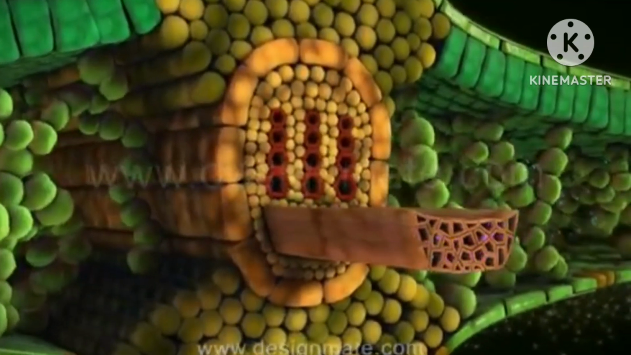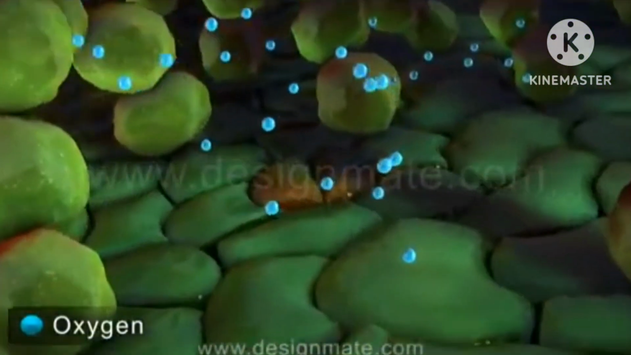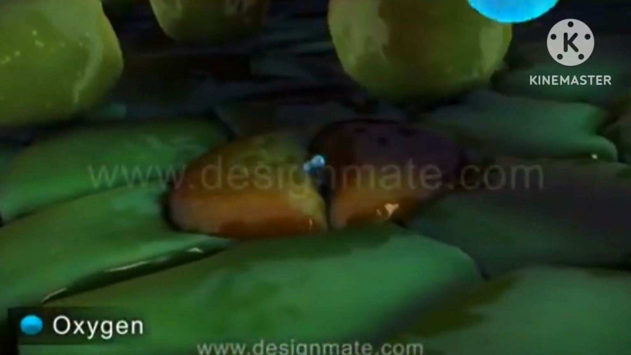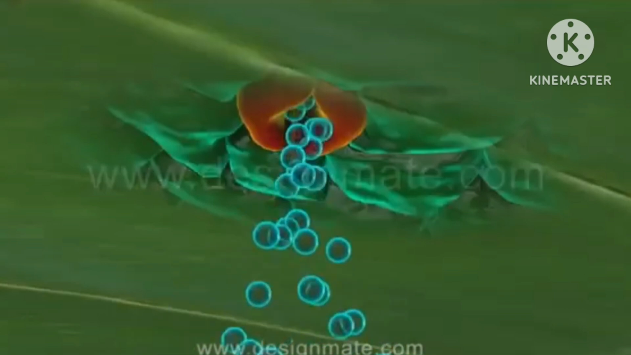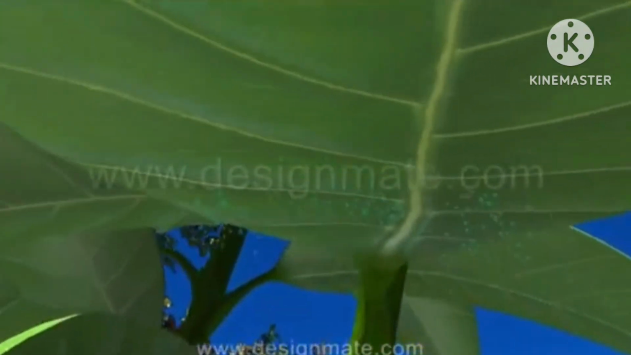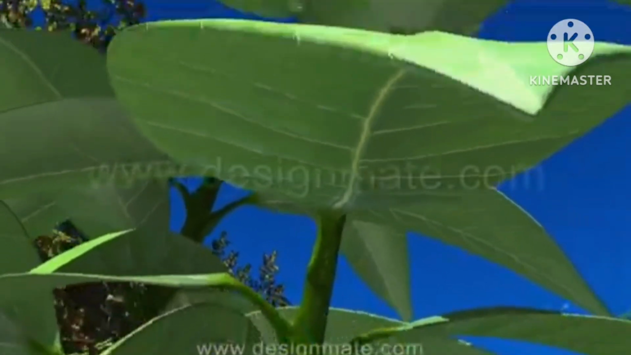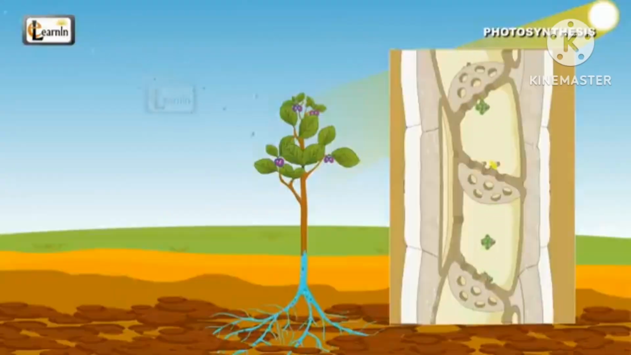The tubes will transport glucose to different parts of the plant, whereas the extra water molecules will be given out through stomata from the leaf. The glucose will be transported throughout the plant from the leaf to every part of the plant.